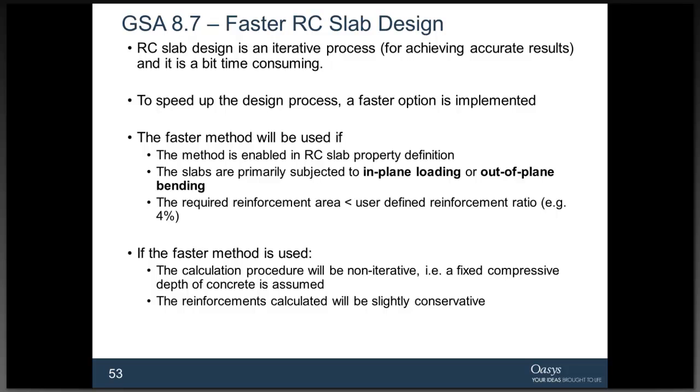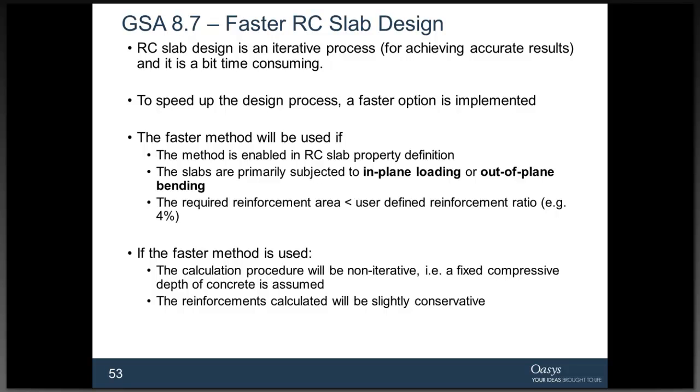Even though you enable it, we don't use it. The next condition is the reinforcement area. If the required reinforcement area is very large, the fast method may not be accurate. So that's why you give a definition, maybe say 4%. If the required reinforcement area is smaller than this, the fast method will be used. Otherwise, still using the normal iterative method.